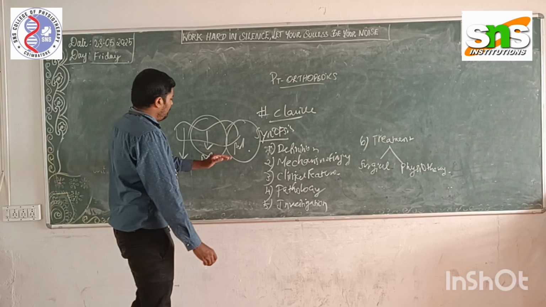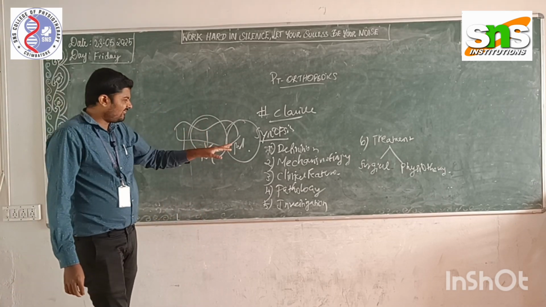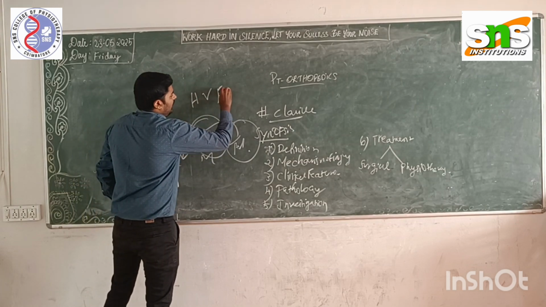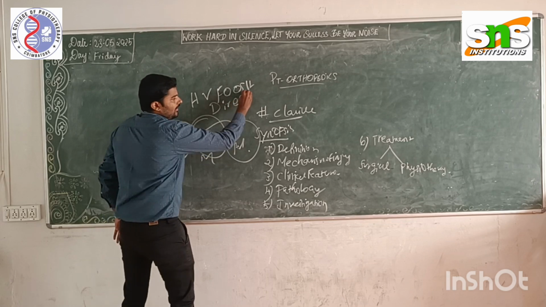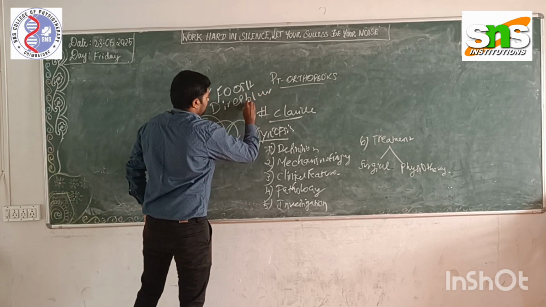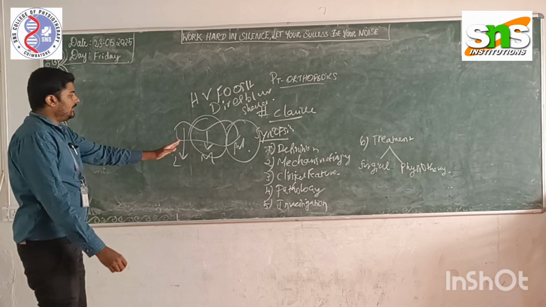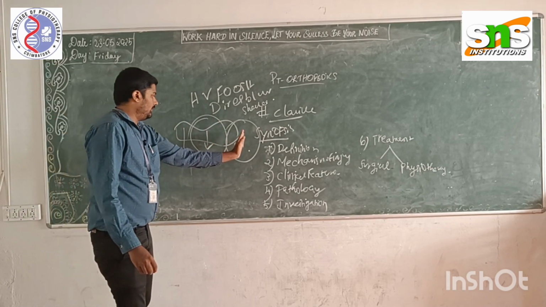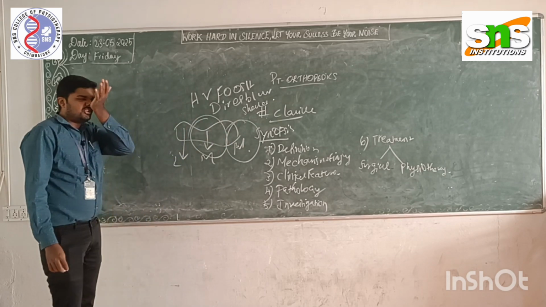Clavicle fracture mainly happens due to high velocity fall on an outstretched hand, then direct blow on the shoulder. Okay. Then the three categories: lateral, middle, and medial. Most commonly it occurs in the shaft region.